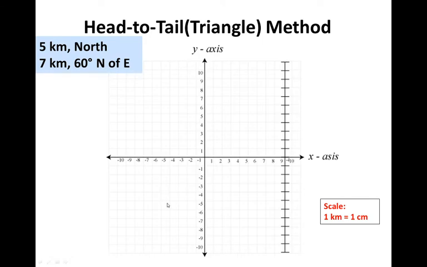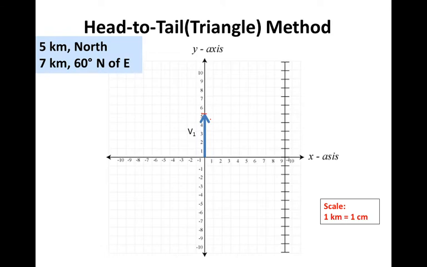So, examples of the head to tail method. We have the same example as the one we started with: 5 kilometers north and then 7 kilometers 60 degrees north of east. To plot that on our x and y axis, the first vector, which is 5, if you observe, has to stop at 5.